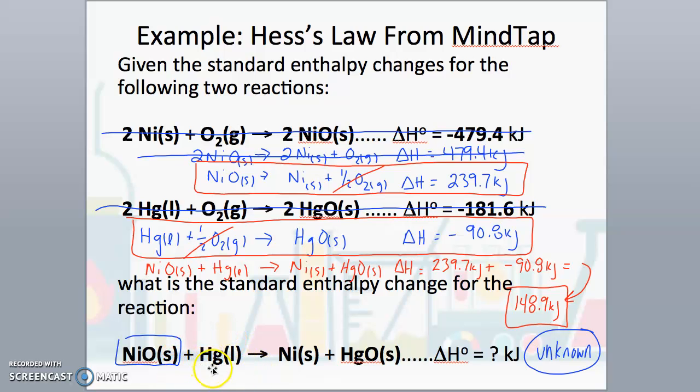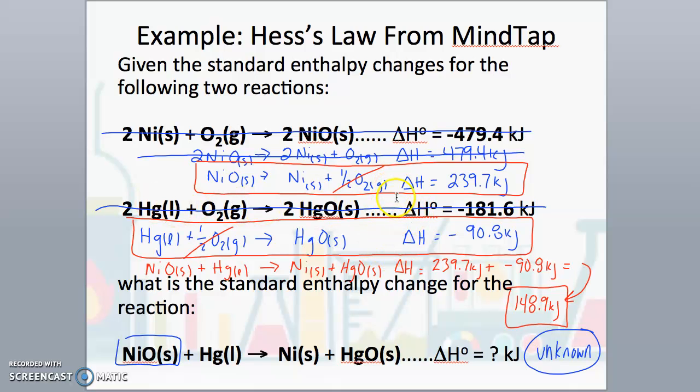thing in here is the mercury liquid form, and I have mercury liquid form as a reactant like I need, but this has 2 in front of it. So again, I'm just going to divide everything by 2, including the delta H value. And then I'll box this in, I'll cross this off.